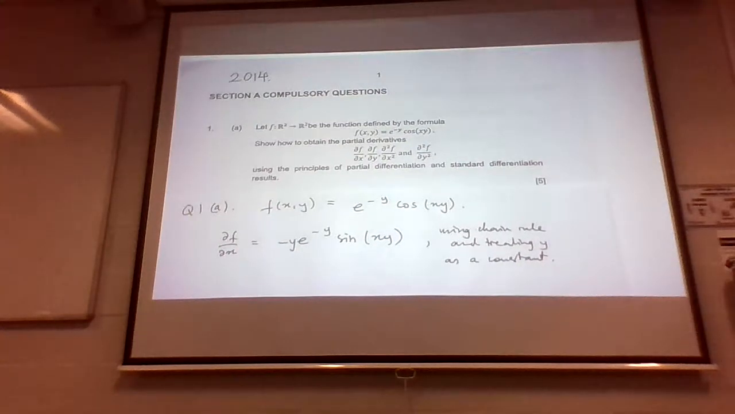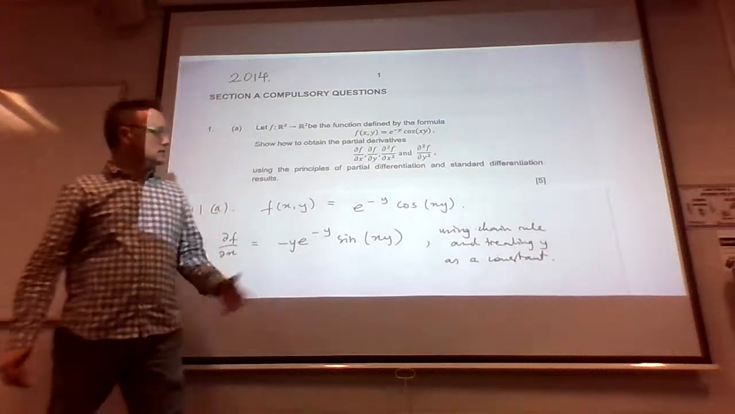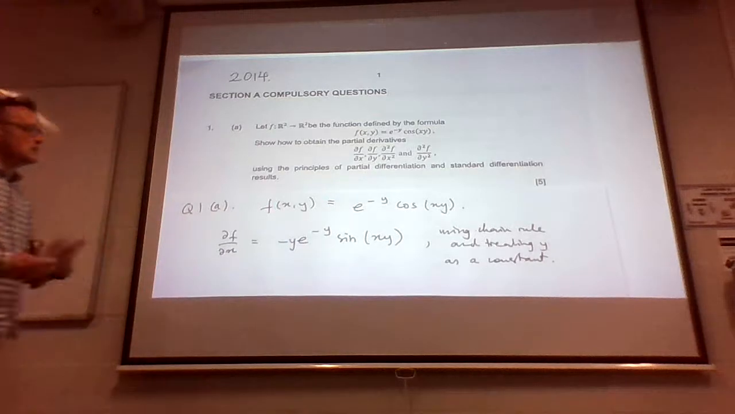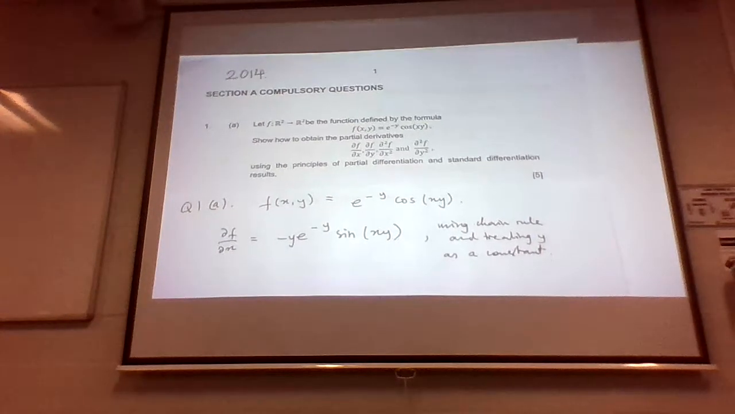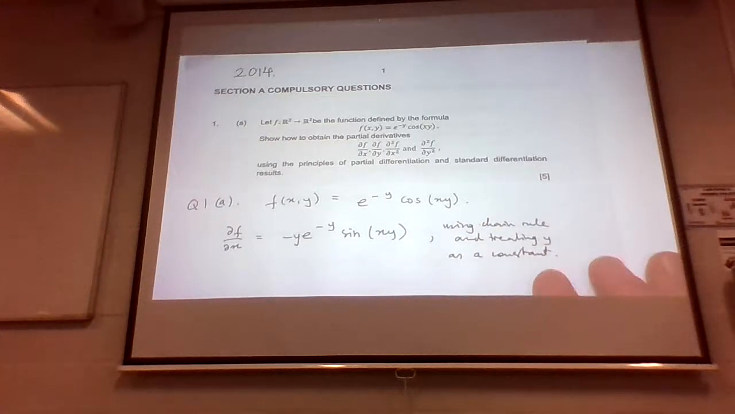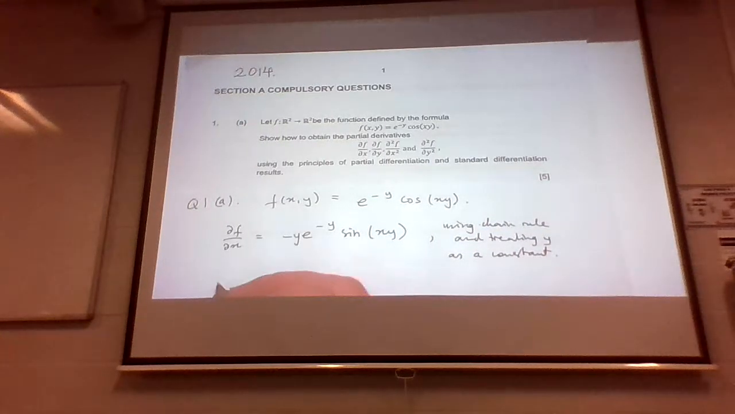Again, if you can, put in a little explanation just to demonstrate your understanding. So I'm using the chain rule on the cosine part and treating y as a constant. Okay? I won't necessarily keep repeating these, but what would df dy be?